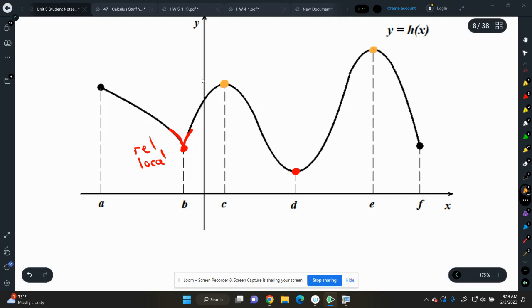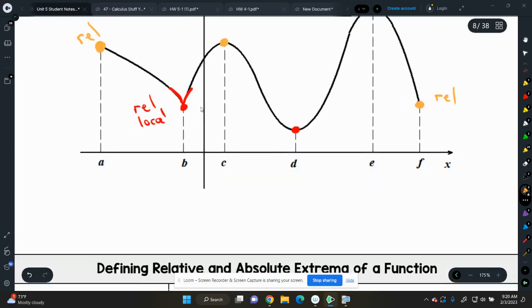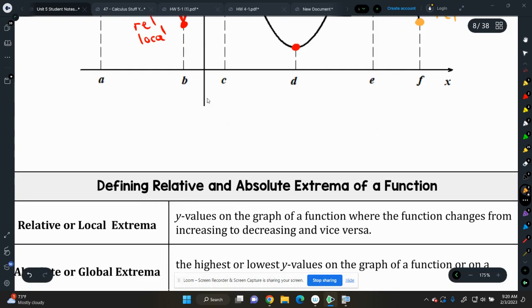And even if you look at the endpoints, this endpoint here at A is not as high as this point at E. So this is a relative maximum. And the same thing over here at point F, this is a relative minimum.